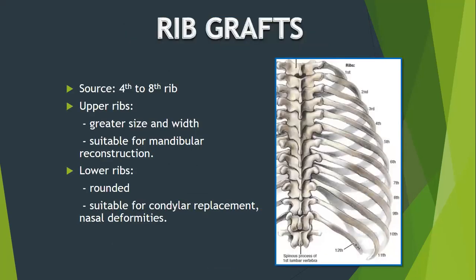Rib grafts. Sources: 4th to 8th ribs. In the figure, the ribs are shown. Upper ribs have greater size and width and are suitable for mandibular reconstruction. The lower ribs, which are rounded, are suitable for condylar replacement, nasal deformities, etc.